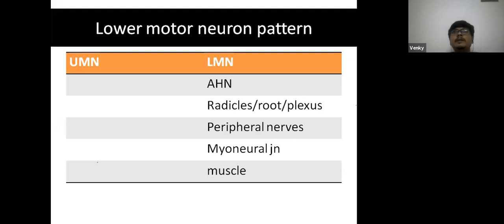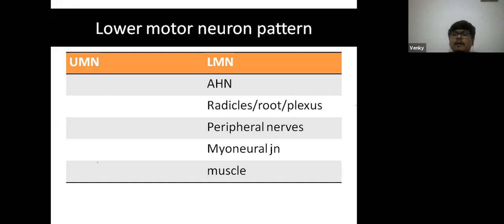For example, deltoid has three types of fibers: anterior, middle, and posterior. In case of a C5 anterior horn lesion, there will be differential weakness. Anterior fibers will be more involved than middle and posterior fibers, or sometimes the anterior fibers alone will be involved. This is classical of anterior horn cell lesion. Among the C5, there will be differential weakness.